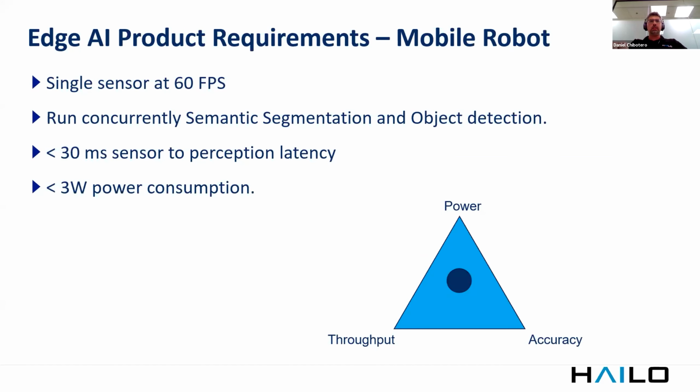The third product is a mobile robot. It is connected to a single sensor at 60 FPS, and it should run semantic segmentation and object detection concurrently. Here we also had a latency requirement of less than 30 milliseconds from sensor to perception end, and also a power requirement of dissipating less than 3 watts.